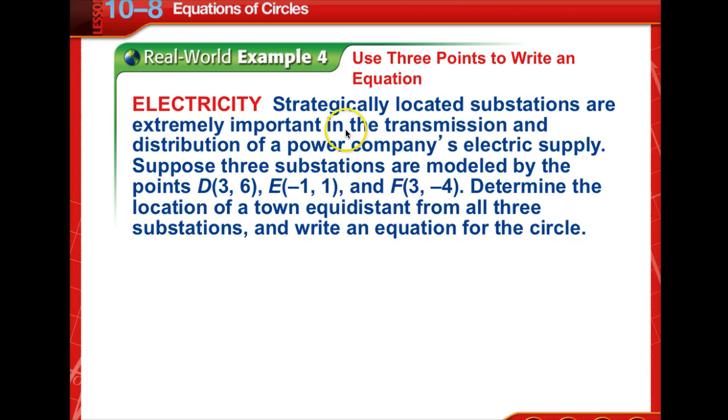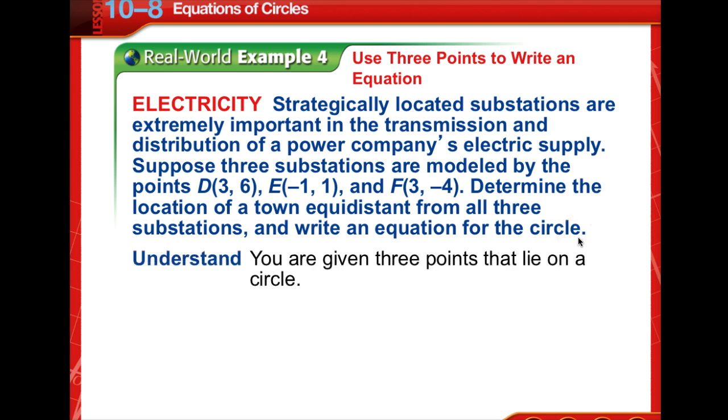In a real-world example, we're going to use 3 points to write an equation. Strategically located substations are extremely important in the transmission and distribution of a power company's electric supply. Suppose 3 substations are modeled by the points D, coordinates 3, 6, E, coordinates negative 1, 1, and F, coordinates 3, negative 4. Determine the location of a town equidistant from all 3 substations and write an equation for the circle.